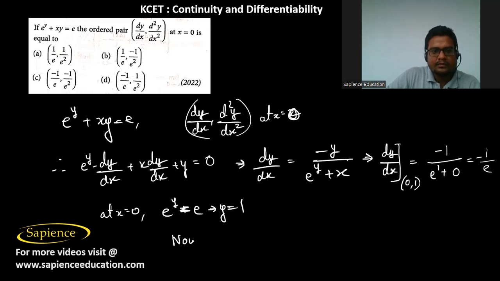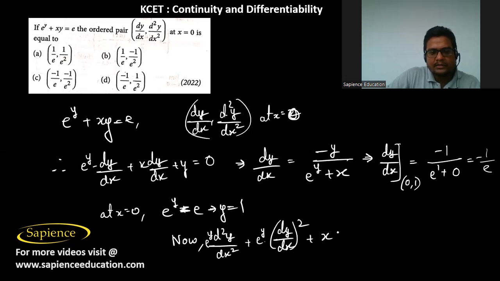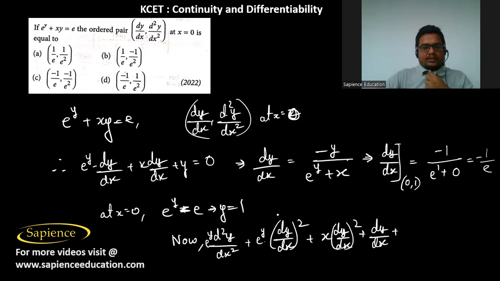Okay, now similarly, we have to find d square y by dx square. So we can again differentiate this with respect to x. This will be e power y d square y by dx square, then plus e power y into dy by dx whole square, then plus x d square y by dx square plus dy by dx, then plus dy by dx, that is equal to 0 again.